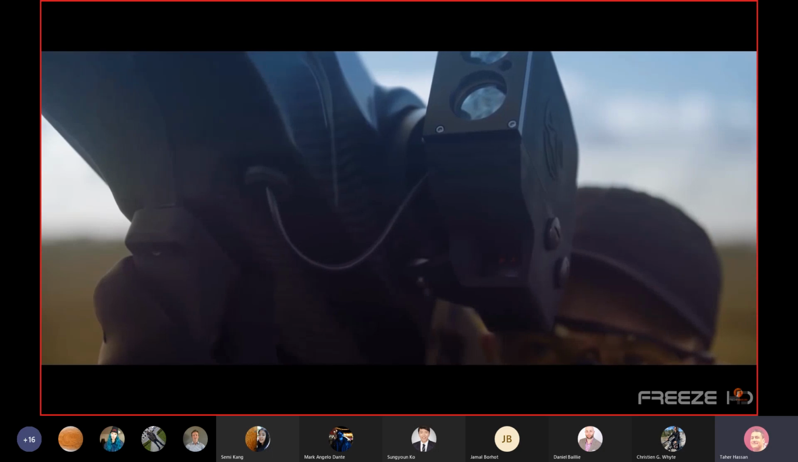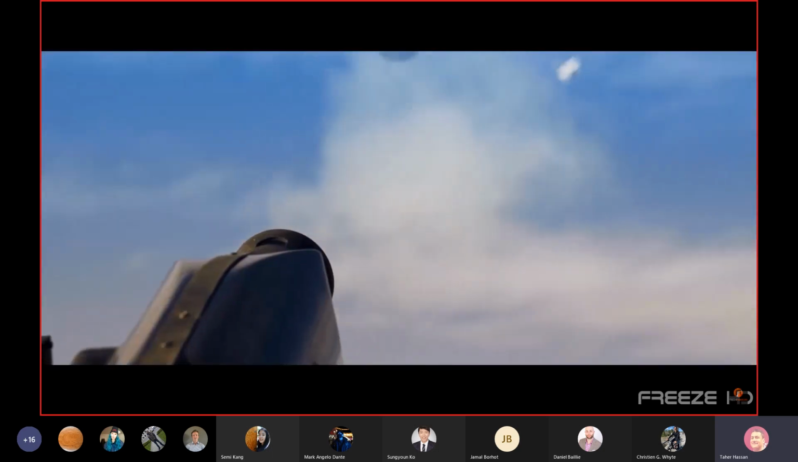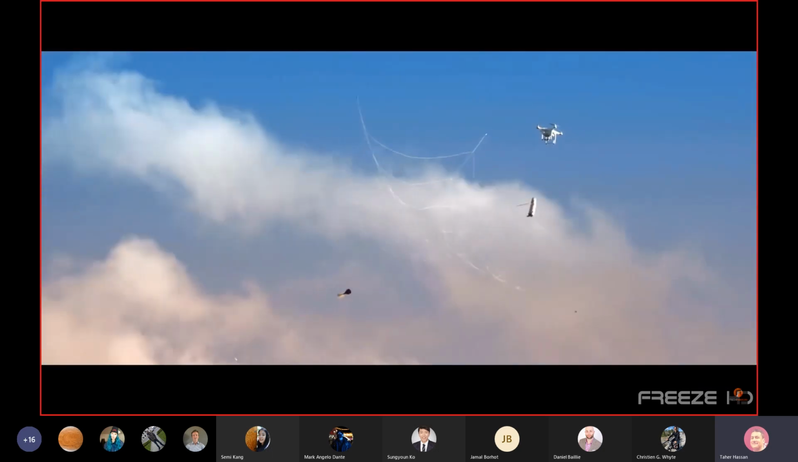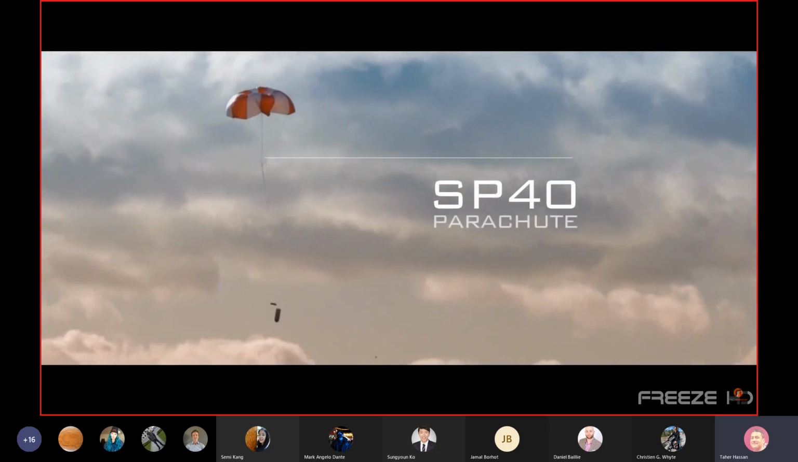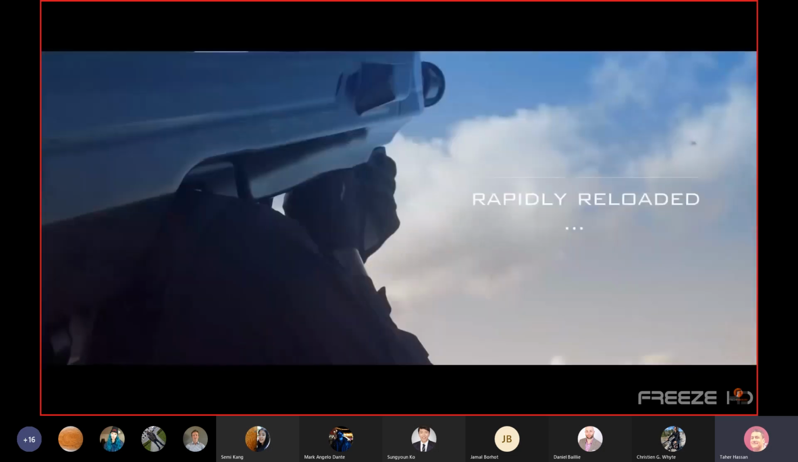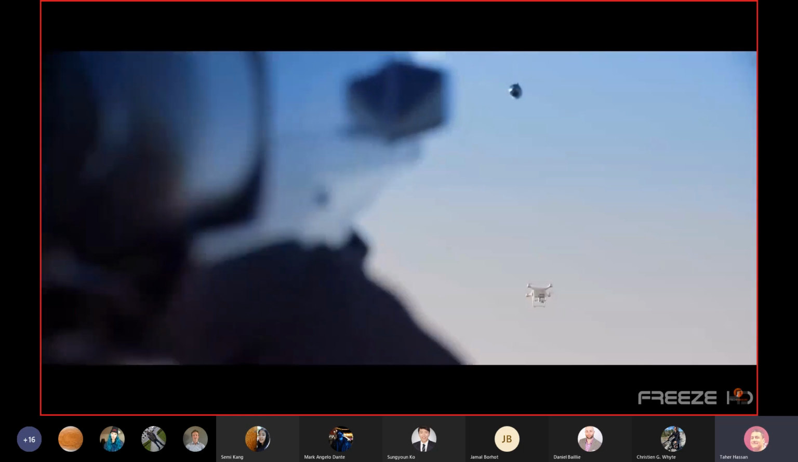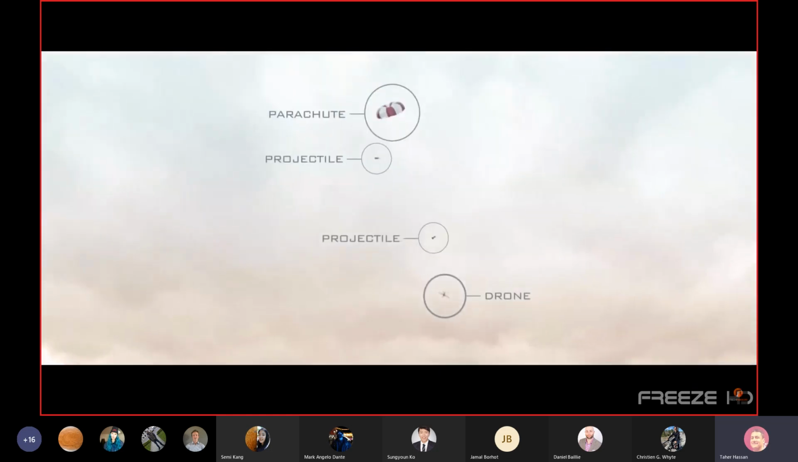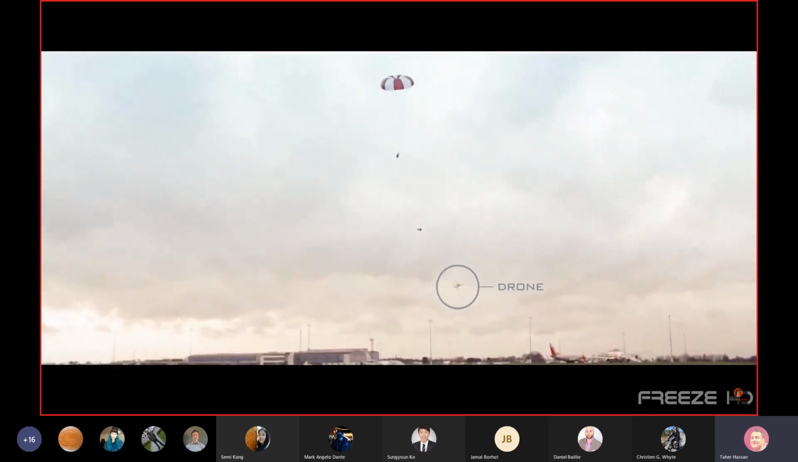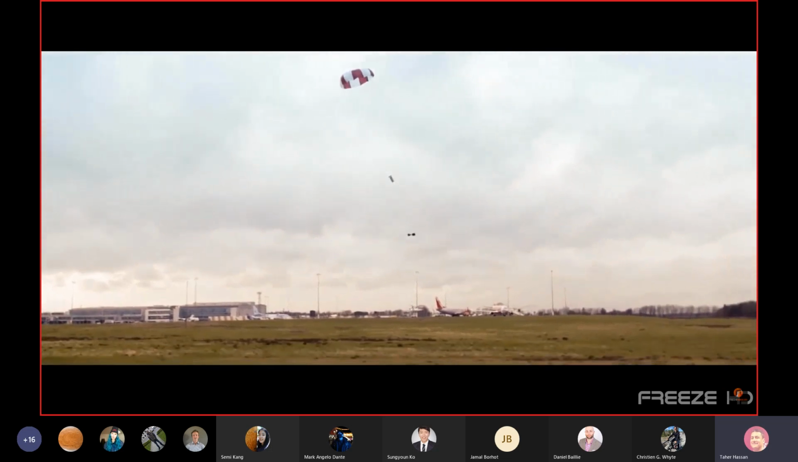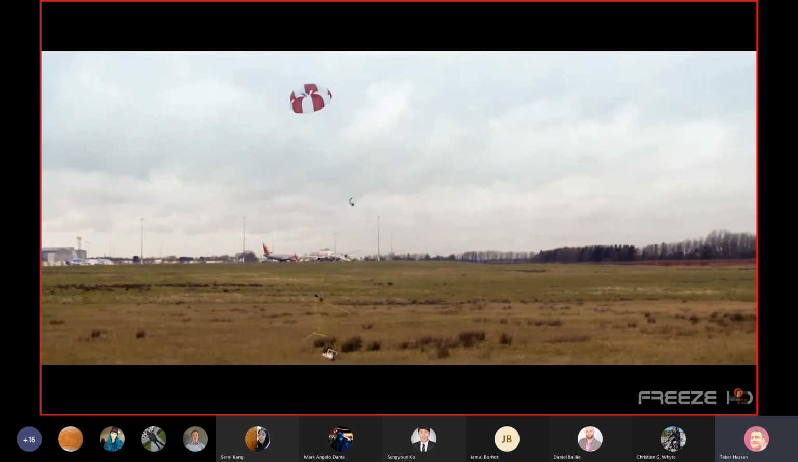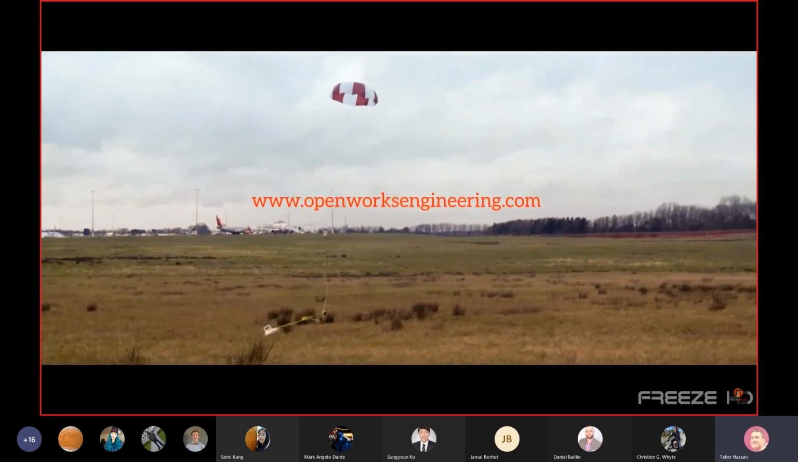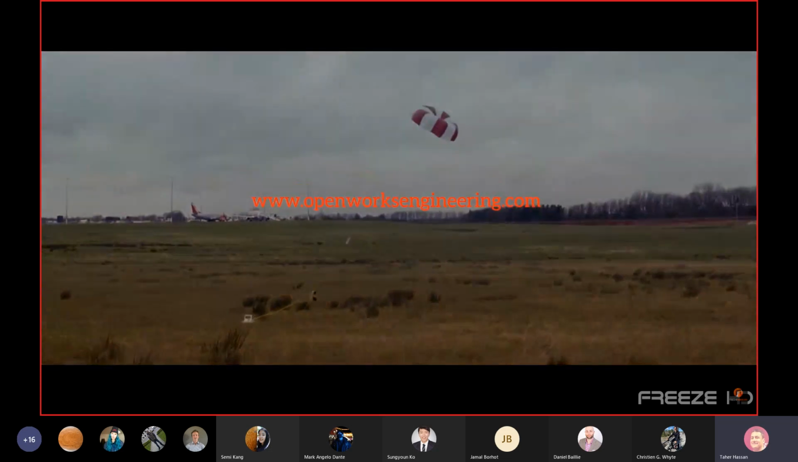When the system locks on, Skywall fires a capsule containing a huge net and a parachute. Once the drone is captured in the net, the parachute brings the drone down safely and intact. In case of a miss or multiple drones, Skywall can be reloaded and fired in as little as 8 seconds. As of now, OpenWorks is yet to announce the price or release date of Skywall, but you can bet there will be plenty of interest. Find out more at openworksengineering.com.